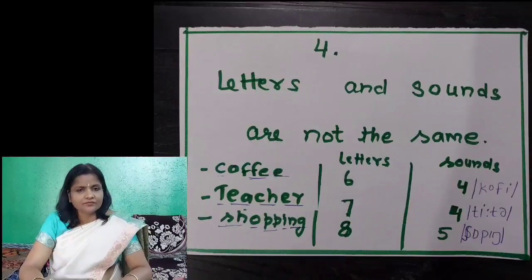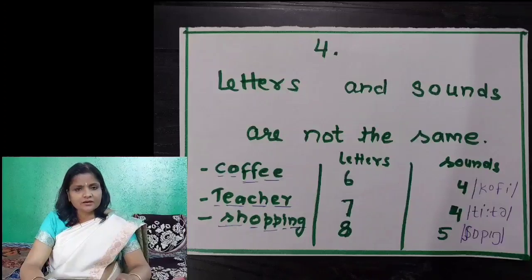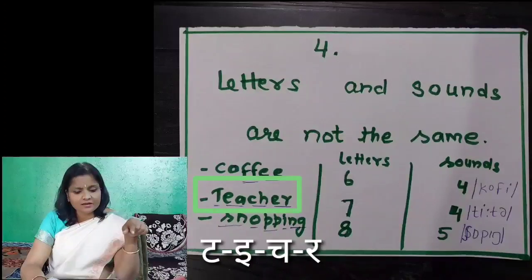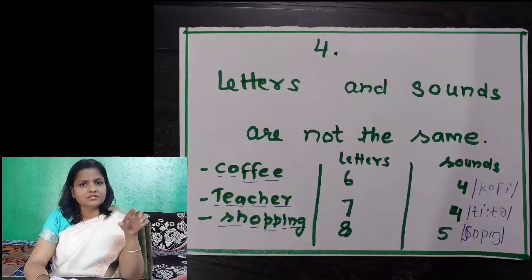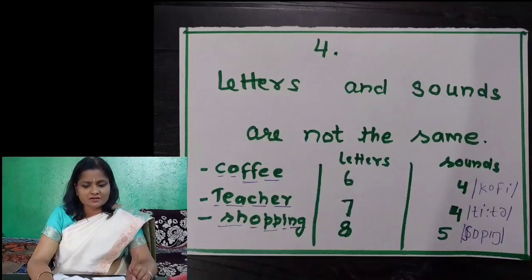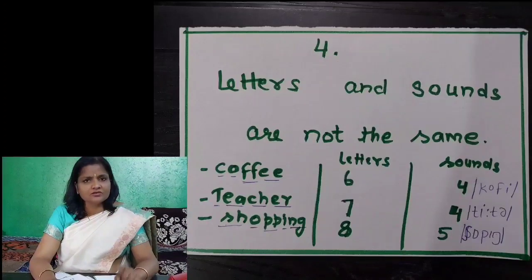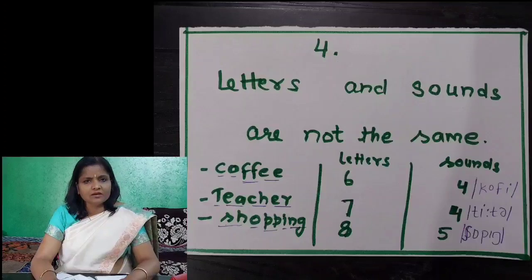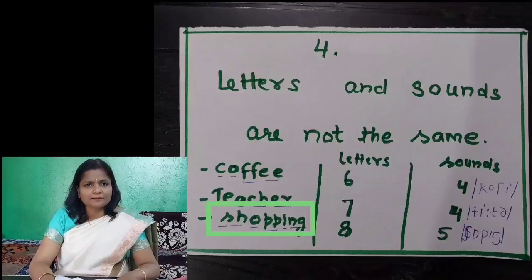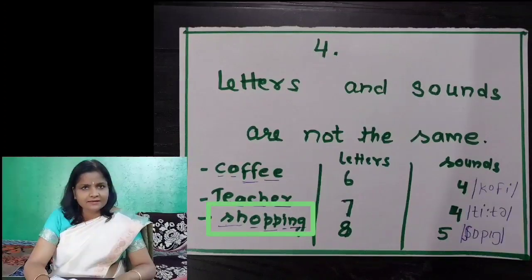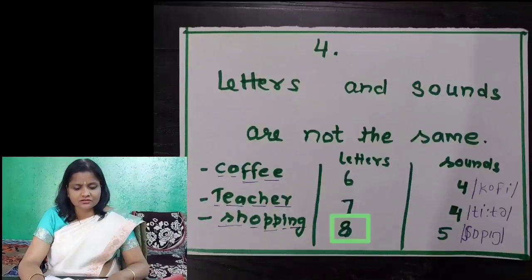Next, teacher. T, E, Sh, R. Teacher. E, A makes a sound. T, C, H makes the sound ch. E, R makes a sound. Teacher. Next word is shopping. How many letters are there? 8. Good. 8 letters are there.